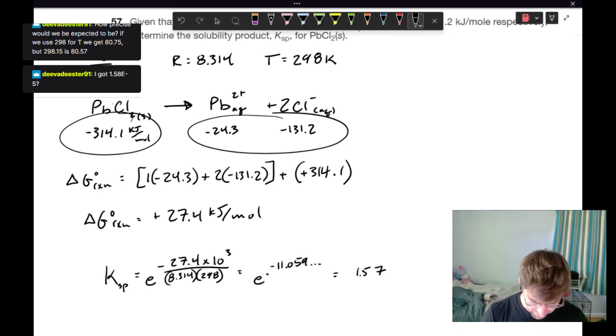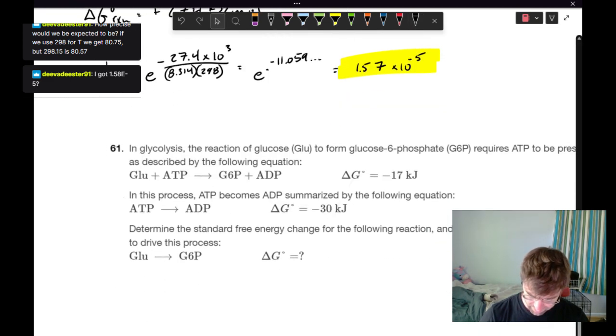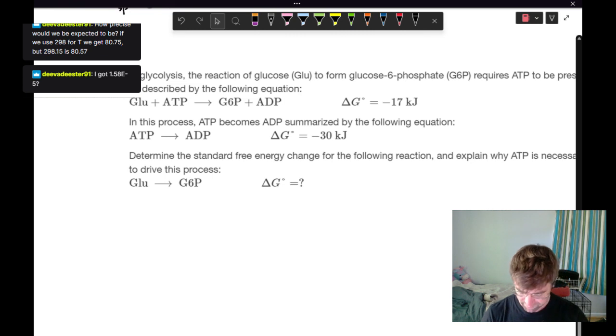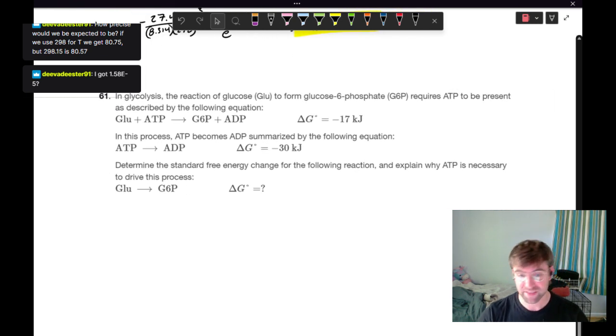Okay. We should get 1.57, yeah, times 10 to the negative fifth. It's a very, very, very small solubility product. It's like a million degrees in this room all of a sudden.